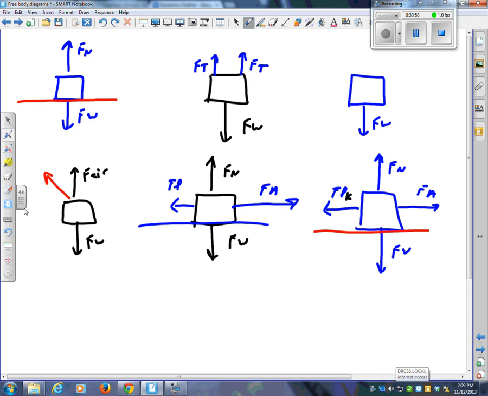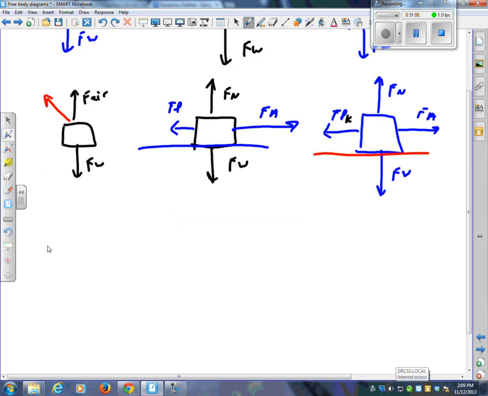Number 7, a college student rests a backpack upon his shoulder. The pack is suspended motionless by one strap from one shoulder. Diagram the vertical forces acting on the backpack. Yeah, you think so? I think so. Weight force down. It's one strap. FT.